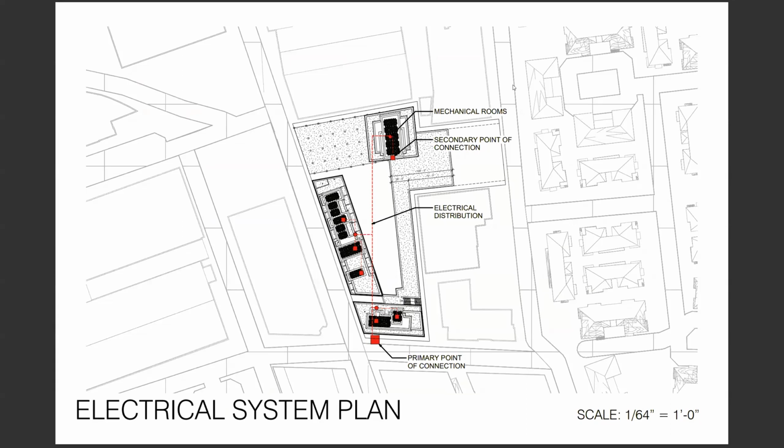All right, first system plan is electrical. The primary point of connection for the south is for the grid connection. There is a mechanical room in each of the separate buildings. They also have different sizing according to the amount of solar panels that are connected to them.